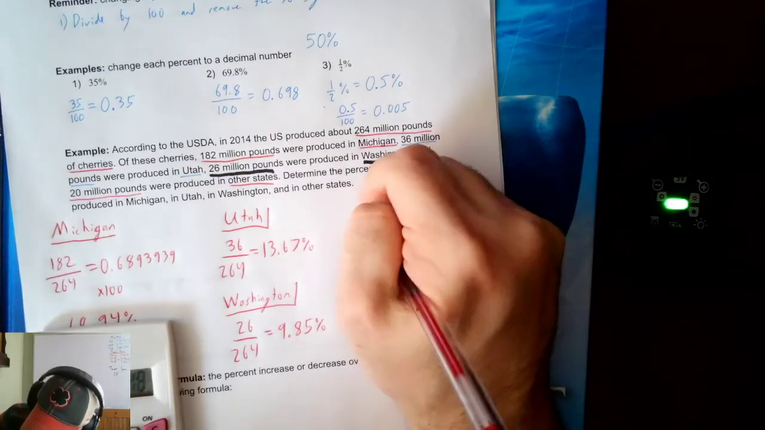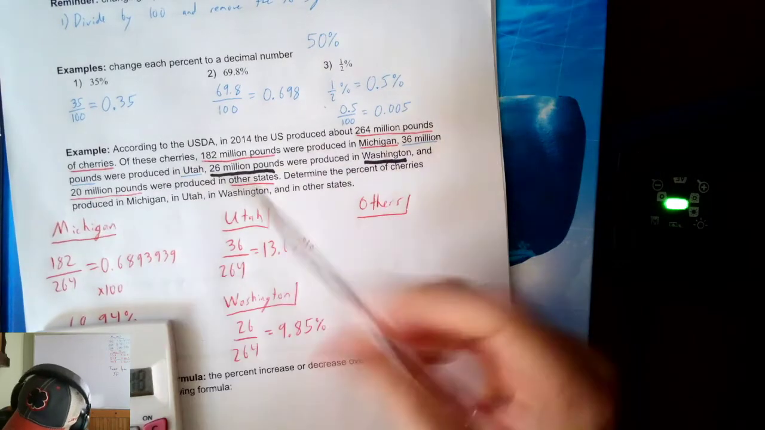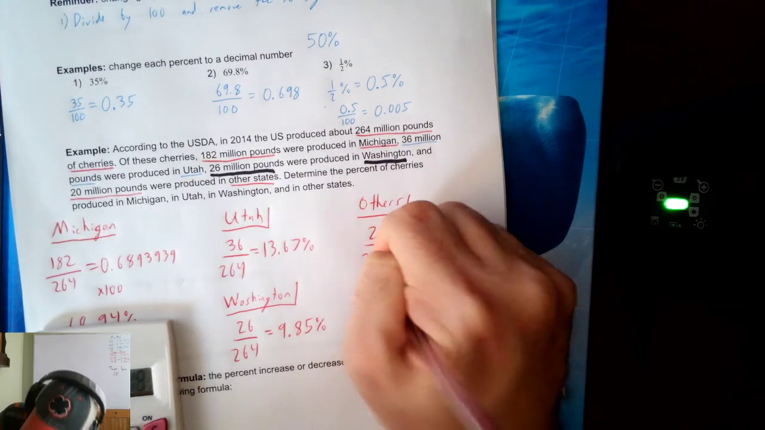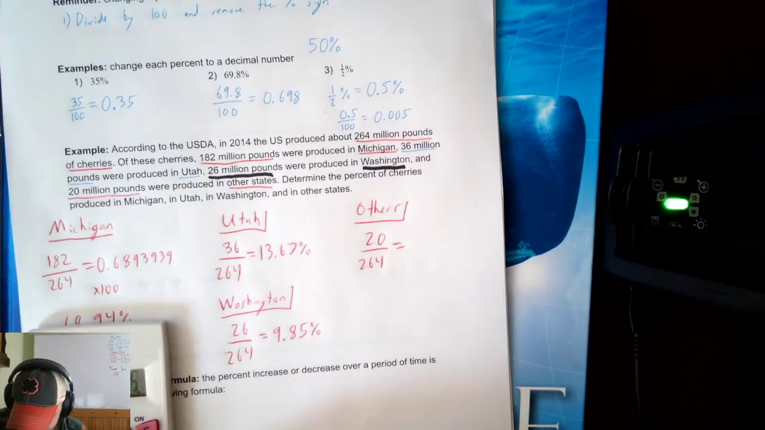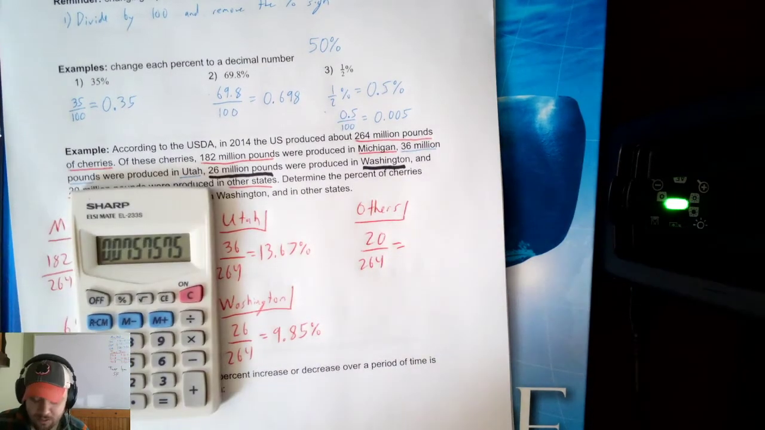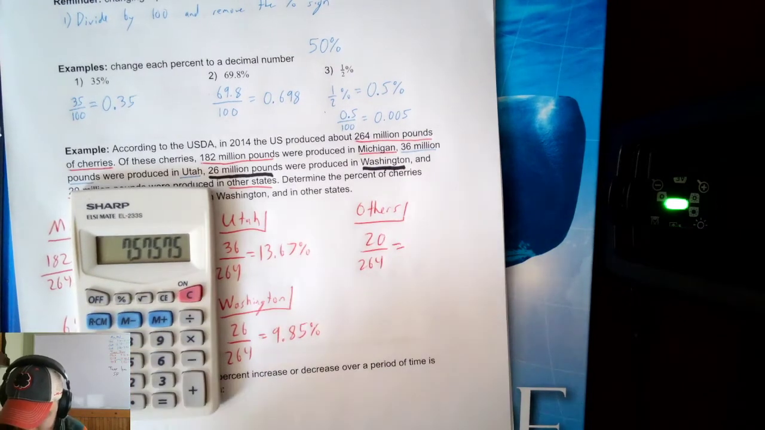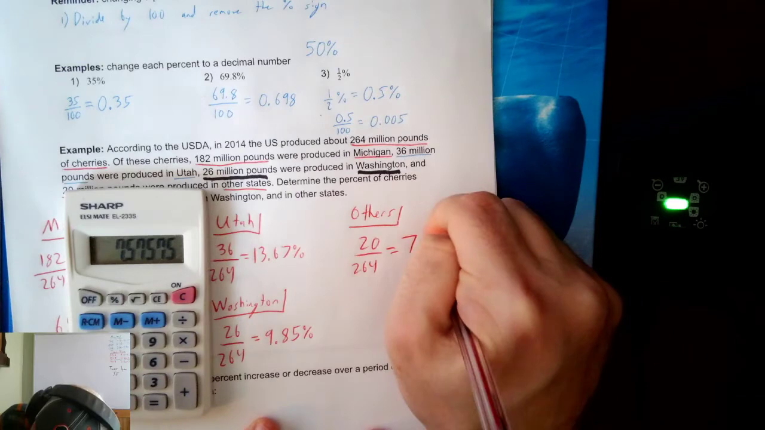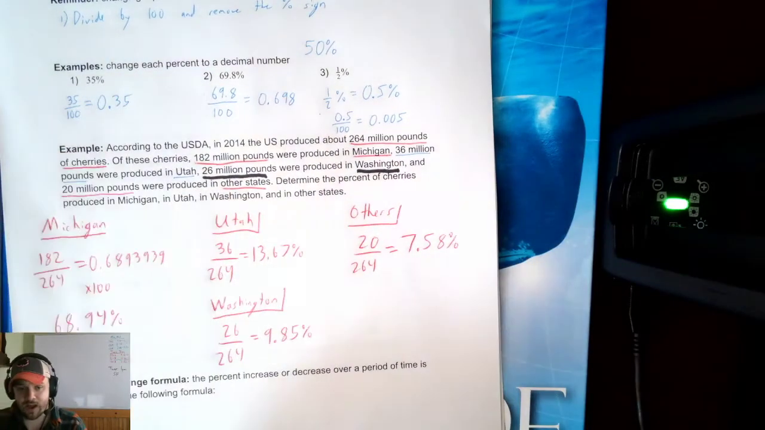Now, I also need to do other states. 20 million were in others, so I'll have 20 out of, remember, the total was 264. 20 divided by 264 gives me the decimal. Times 100 will give me the percent. That gives me 7.58%.